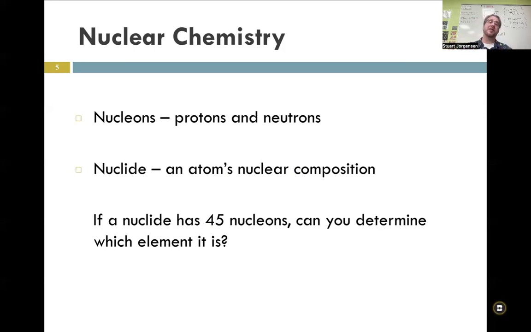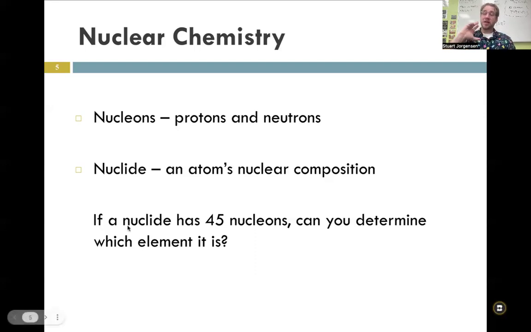A nuclide would be the entire atom, including the electrons. And so when we say a radioactive nuclide, we talk about the whole atom. When we talk about nucleons, we're just looking at the particles in the nucleus. All these nuclear, nucleus, nuclei words, but we'll keep them straight.